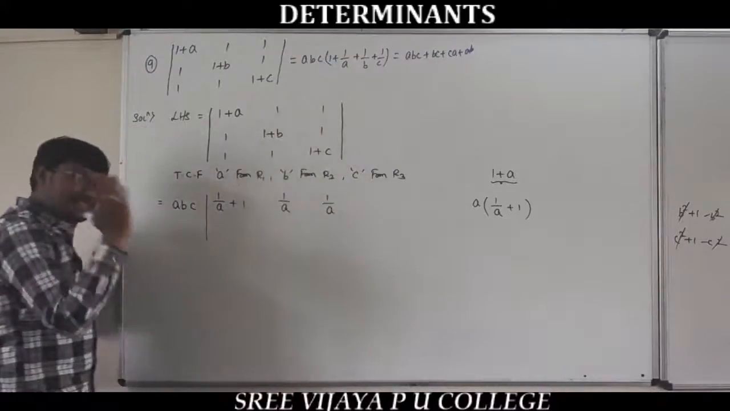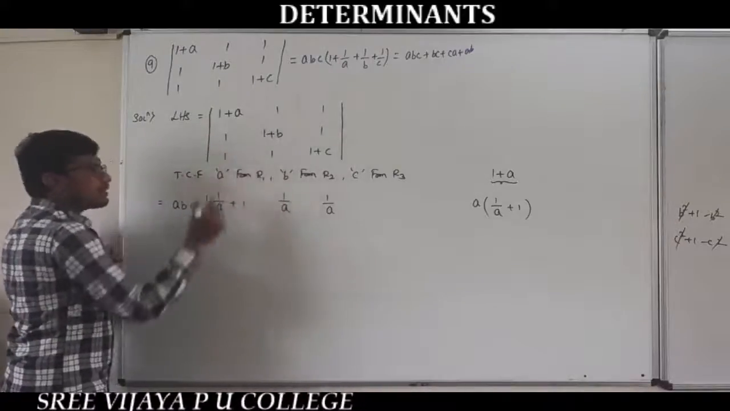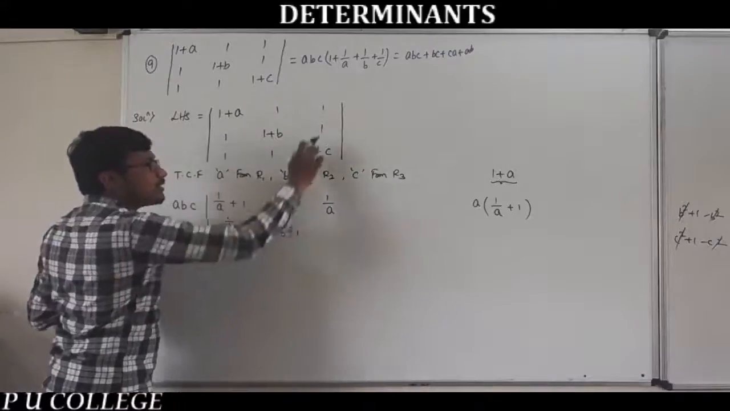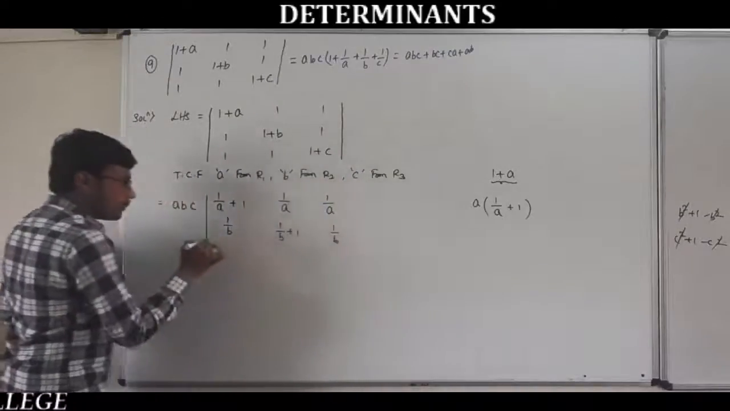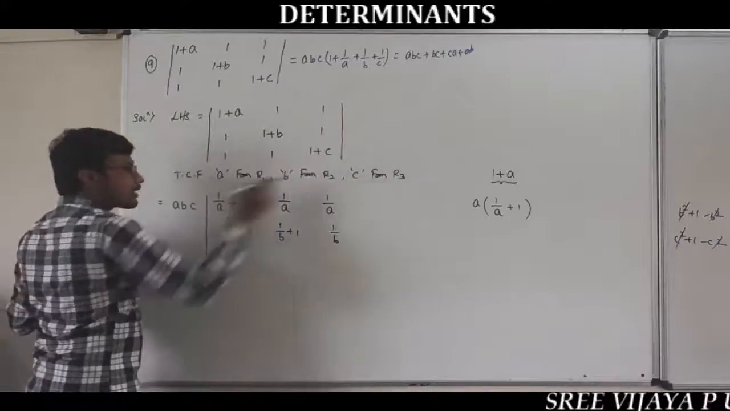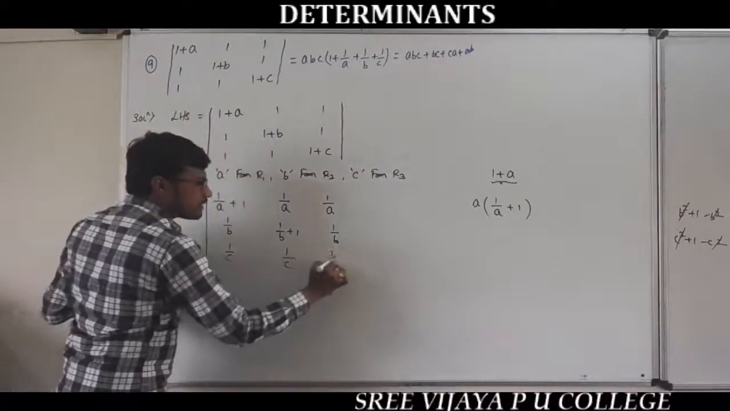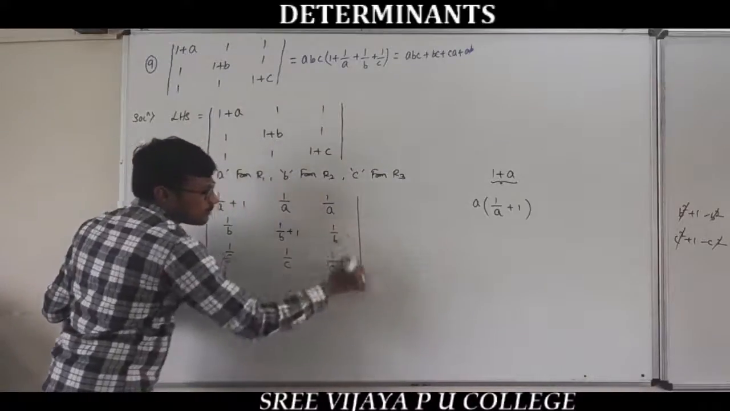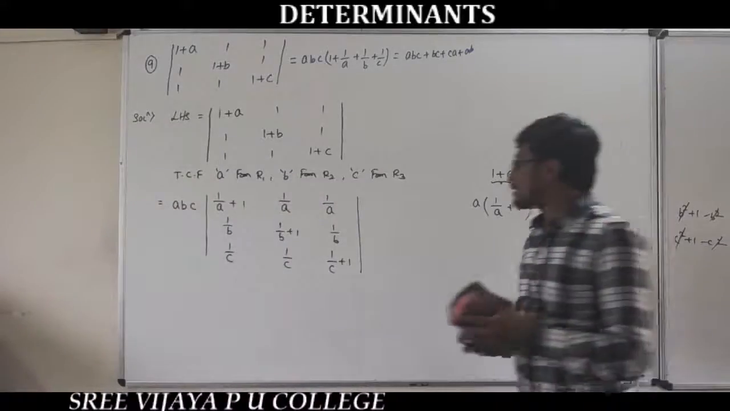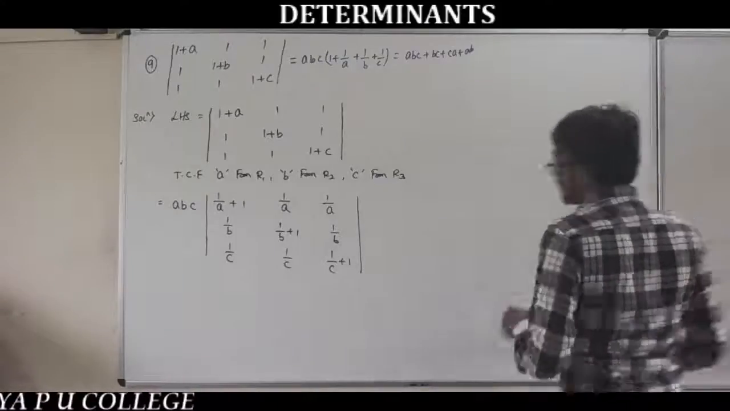Similarly, in the second row, what are we taking common? B, right? So it becomes 1 by B, it becomes 1 by B plus 1, and it becomes 1 by B. Next, similarly, R3. If you took C as a common, what remains is 1 by C, 1 by C and 1 by C plus 1. Okay, so these are the terms you got. Are those elements present in the RHS, right?